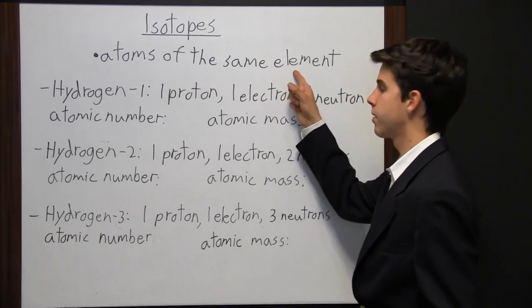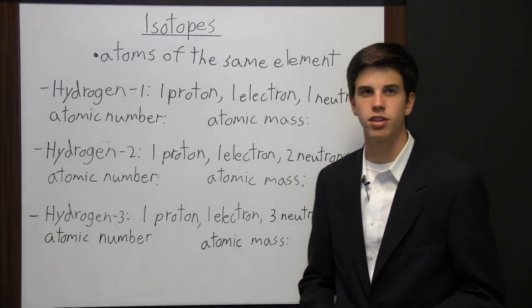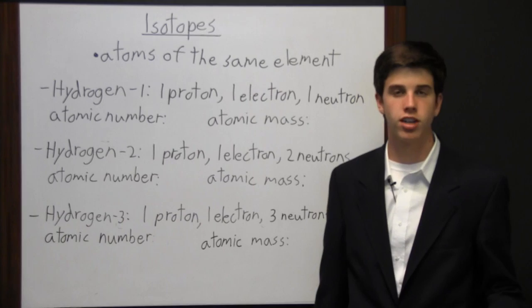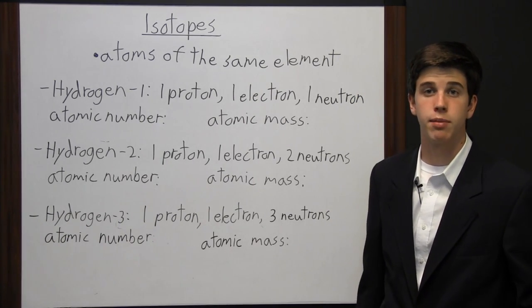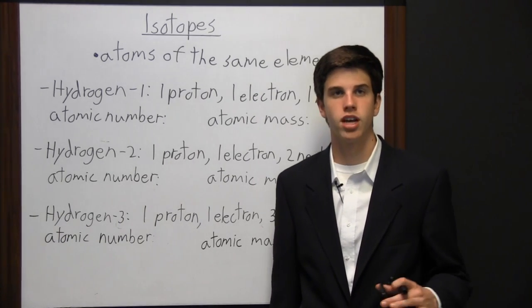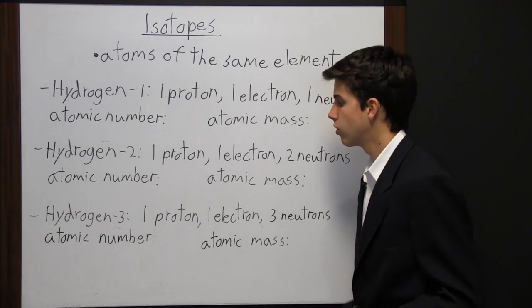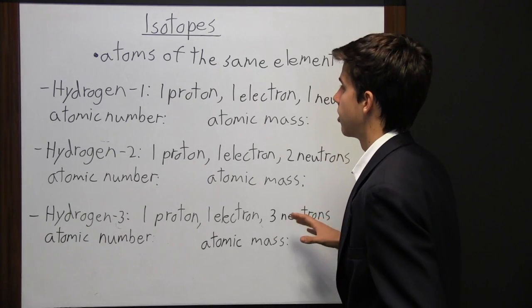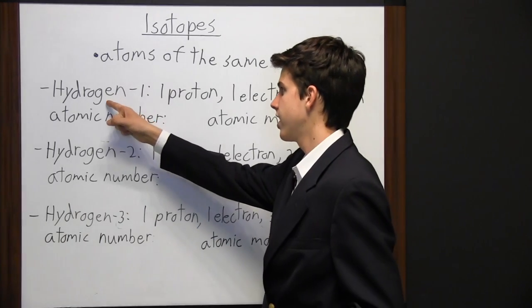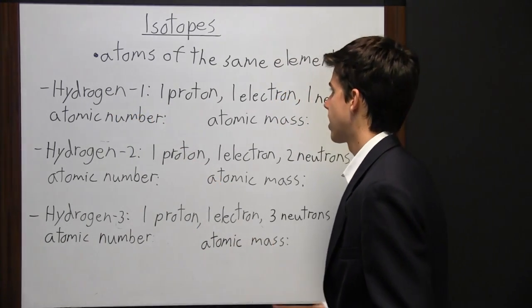Isotopes are atoms of the same element. They are similar but a little bit different. They have the same number of electrons and protons, so they have the same atomic number, but they have different numbers of neutrons, which gives them different atomic masses. So one way to show the different isotopes of an element is by giving the element name, putting a dash, and then giving the atomic mass.